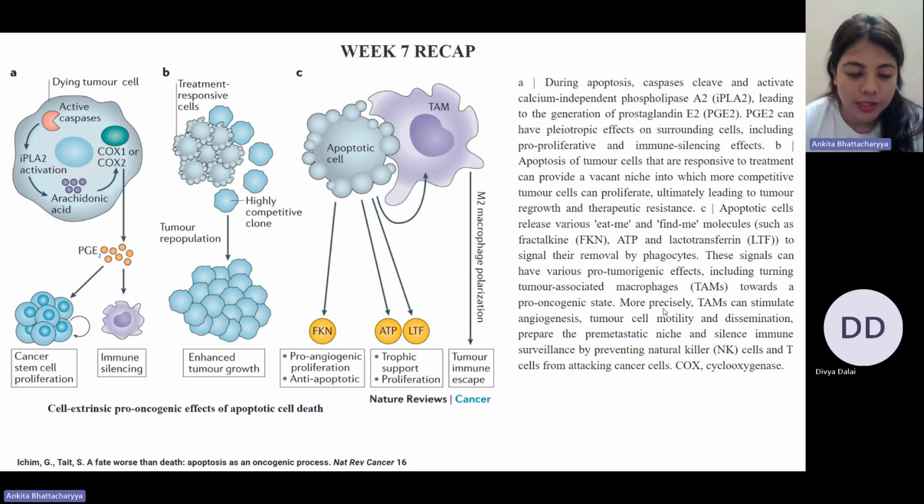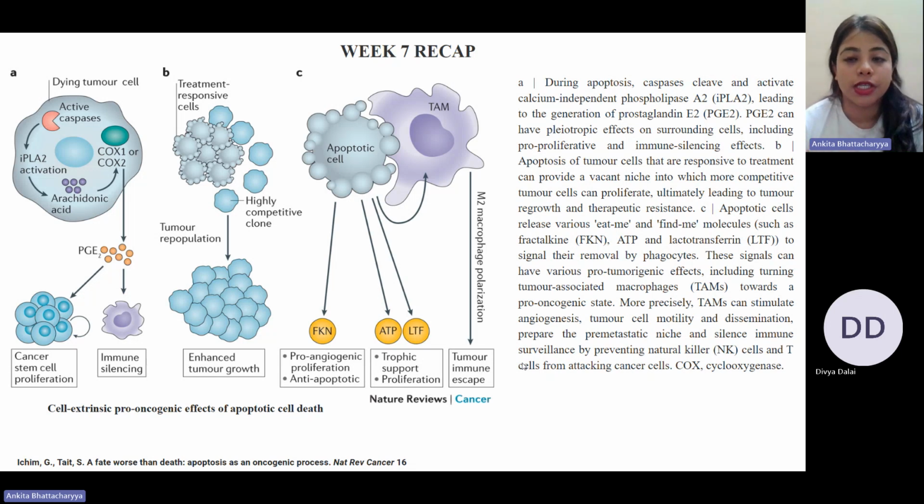There are exceptions to this. In fact, there can be pro-oncogenic effects. Oncogenic effects simply means something that will allow a cell to become oncogenic, to become neoplastic or become cancerous. So there can be pro-oncogenic effects of apoptotic cell death as well. How is that happening? You will read the legend and look at the schema simultaneously to get an idea about it.